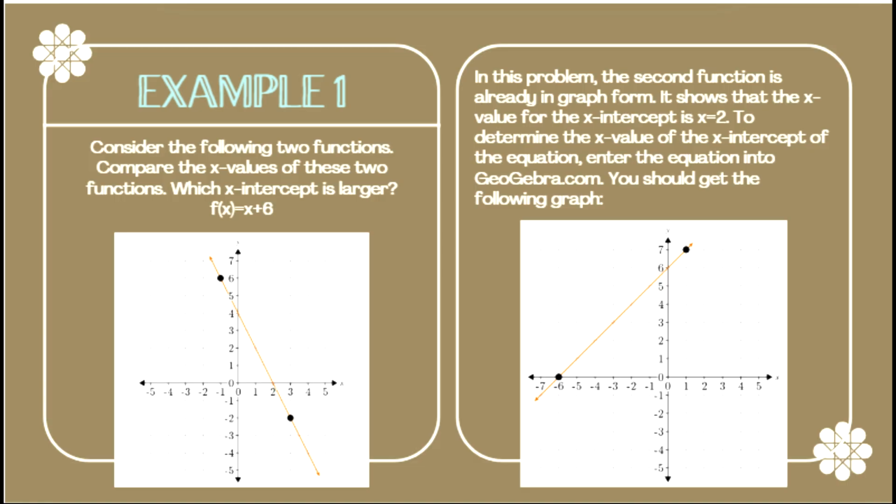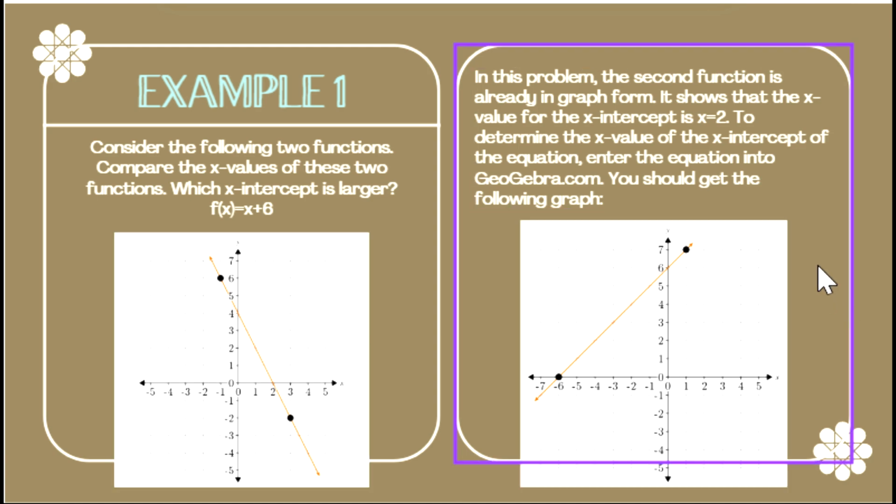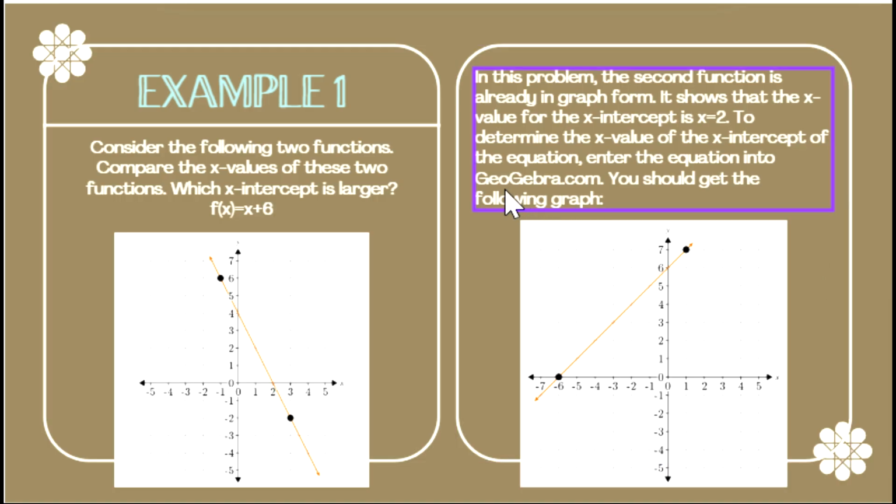The second function's already in graph form, so we can see that the x-intercept is at 2. To find the x-intercept for the equation, you enter the equation into GeoGebra.com and it will make a graph for you. That is the simplest, fastest way to do it. It will show you more complex ways, but the logical way is to just use GeoGebra and type it in. I'm sure I will show you at some point during this lesson.